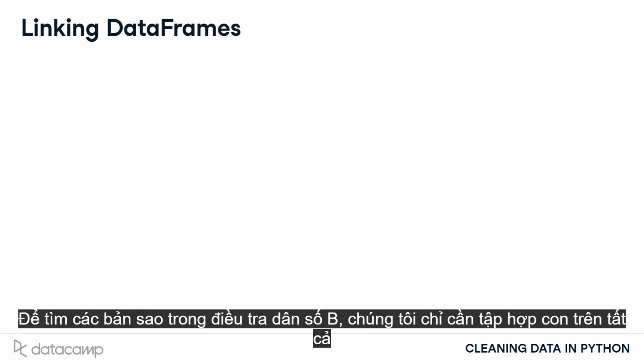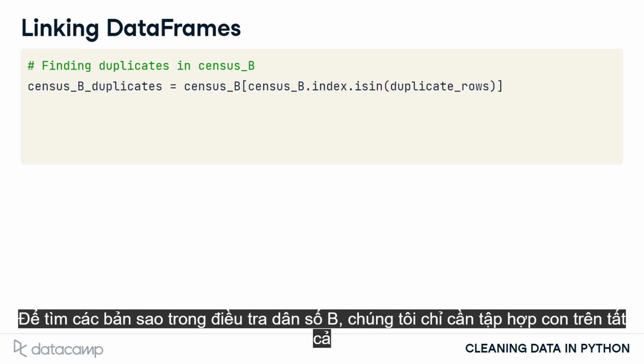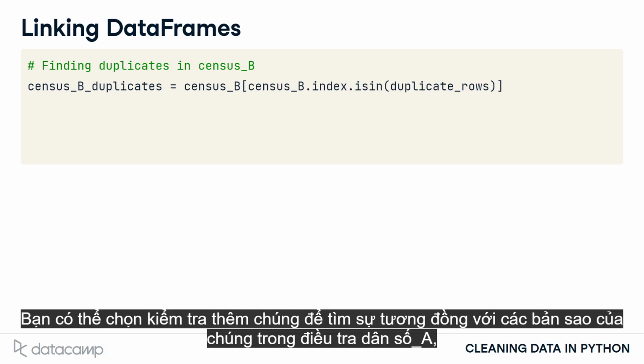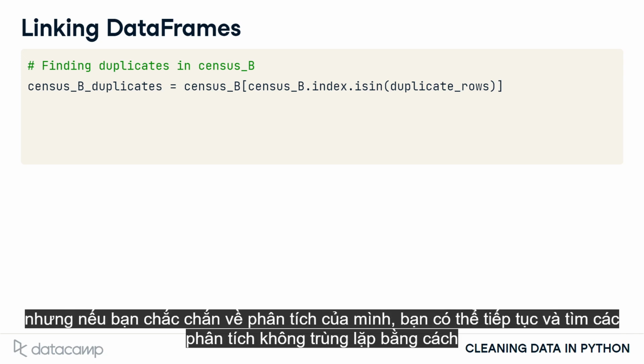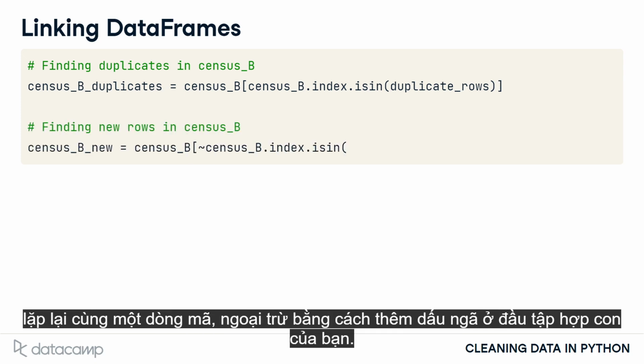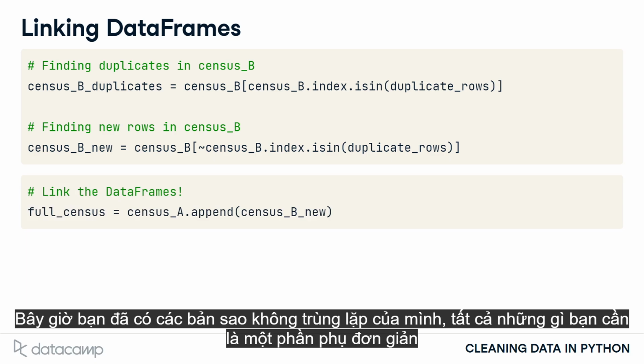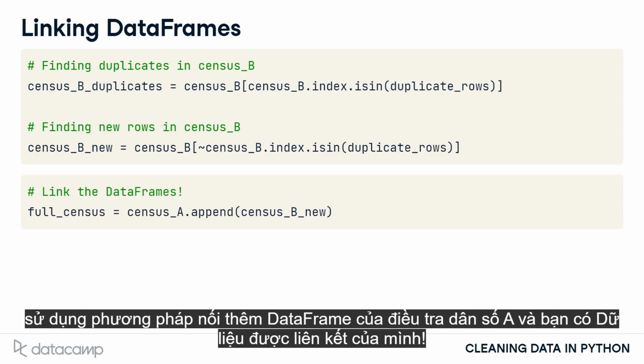To find the duplicates in census B, we simply subset on all indices of census B with the ones found through record linkage. You can choose to examine them further for similarity with their duplicates in census A, but if you're sure of your analysis, you can go ahead and find the non-duplicates by repeating the exact same line of code, except by adding a tilde at the beginning of your subset. Now that you have your non-duplicates, all you need is a simple append using the DataFrame append method of census A, and you have your linked data.